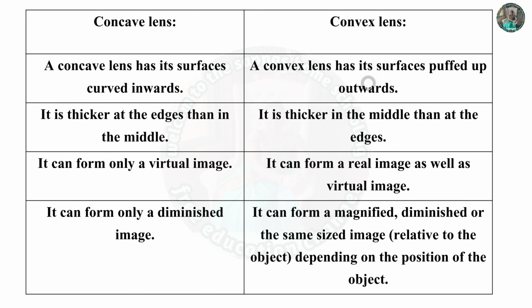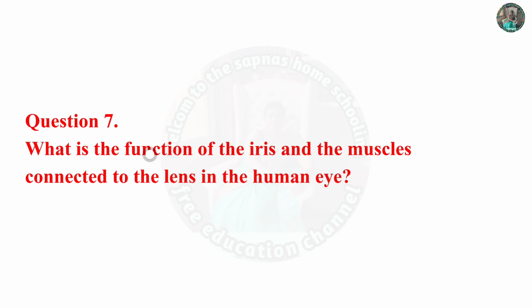Convex lens: a convex lens has its surface puffed up outwards. It is thicker in the middle than at the edges. It can form a real image as well as a virtual image. It can form a magnified, diminished or the same sized image relative to the object, depending on the position of the object.